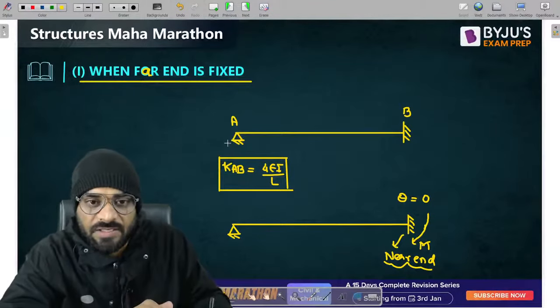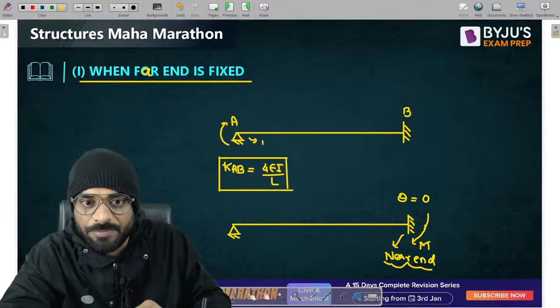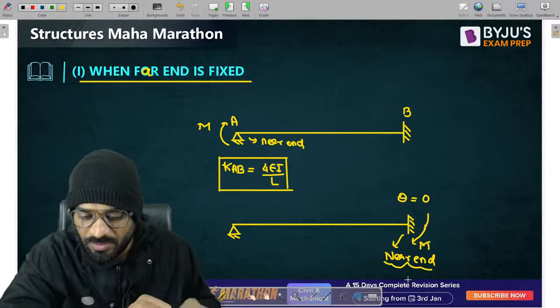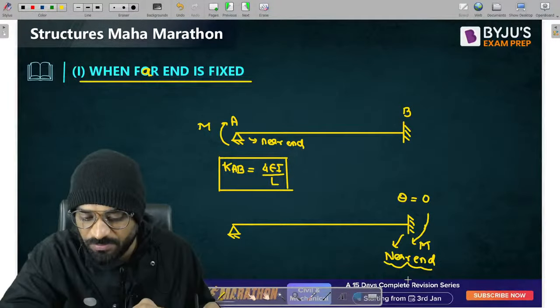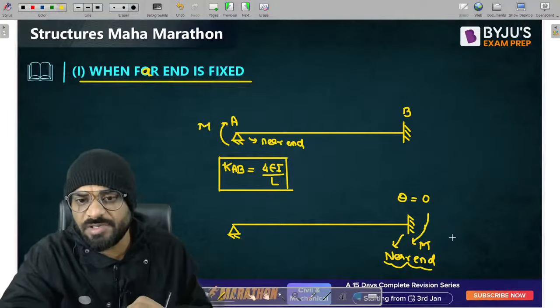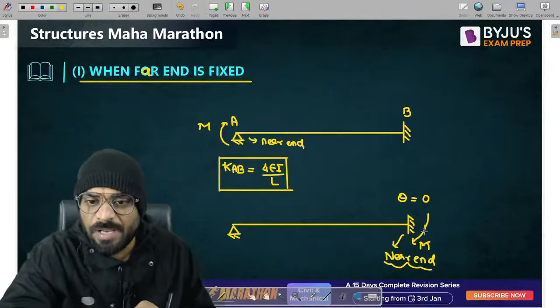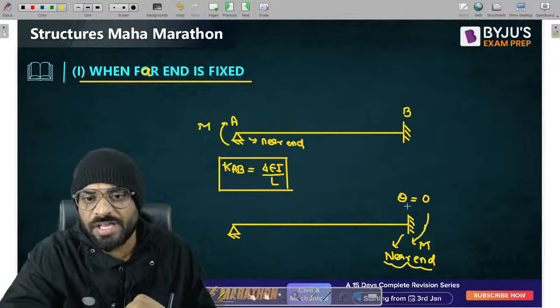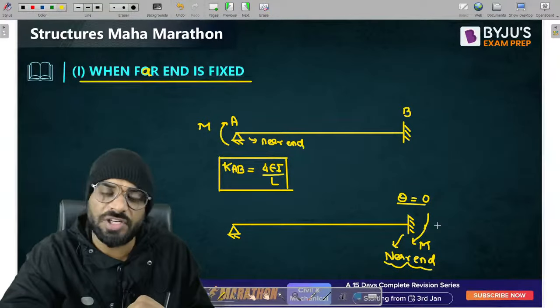In this case, can I say that this is my near end where we are applying the moment? This is our applied moment. Not possible. B is fixed. Moment applied at B will not give any kind of bending. Yes, definitely. That's why I'm explaining this particular point. Please understand, if you apply a certain moment at a fixed support, then theta will be equal to 0.